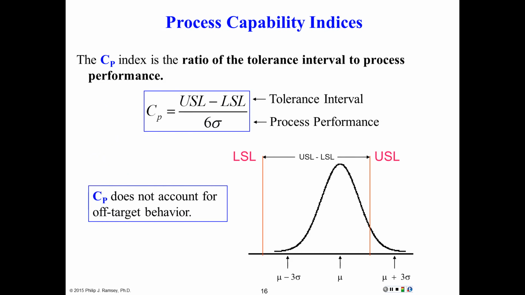So basically what we're doing, and I show you the CP calculation on slide 16, is we just compare 6 sigma, and remember 6 sigma defines one normal distribution. So we divide one normal distribution into the spec range to see how many will fit within it, and that's called CP, and the process need not be on target. That's not even taken into account. Okay.